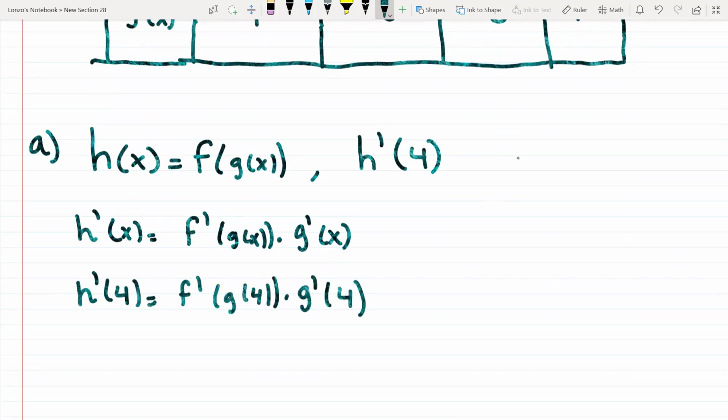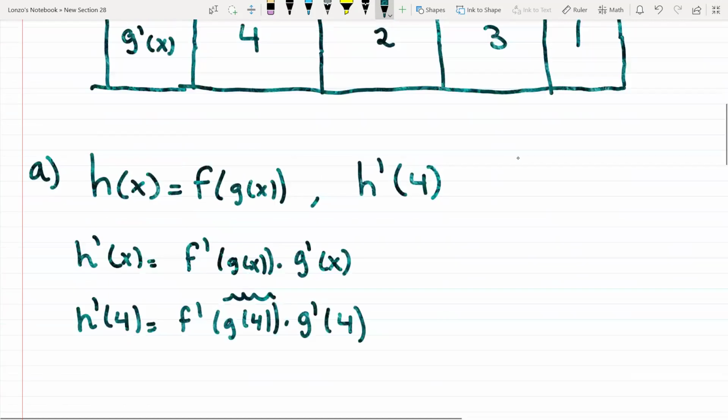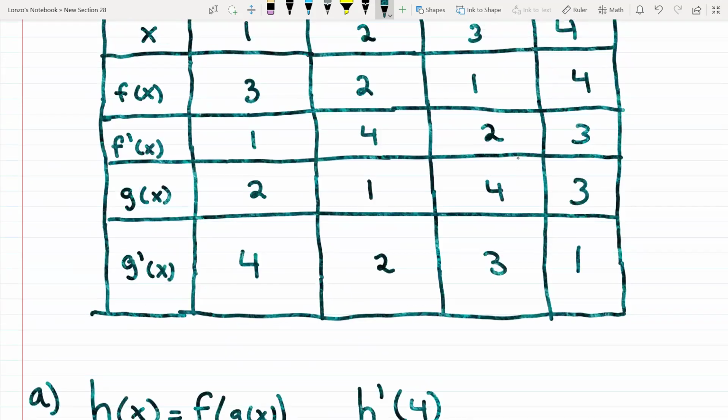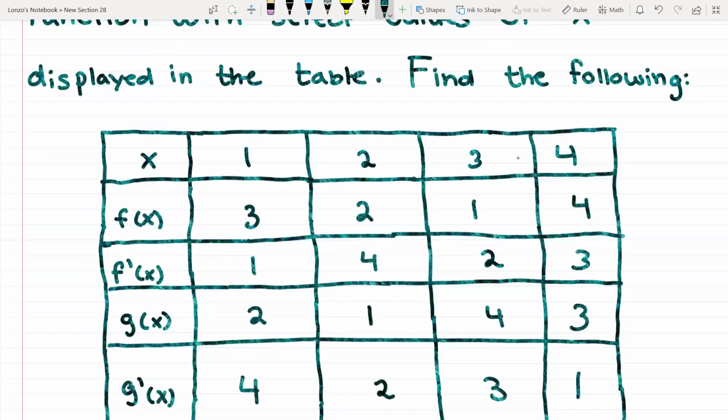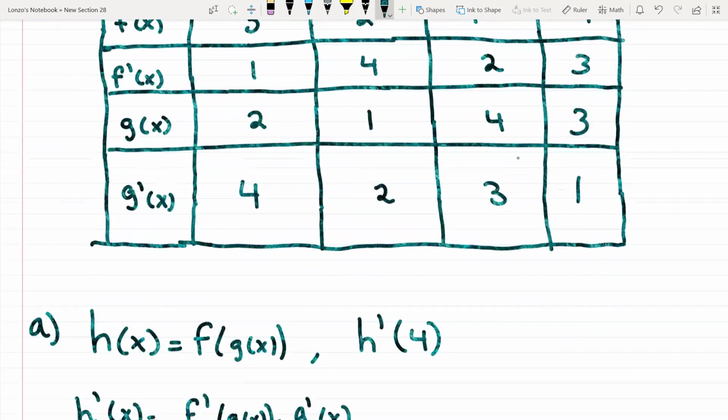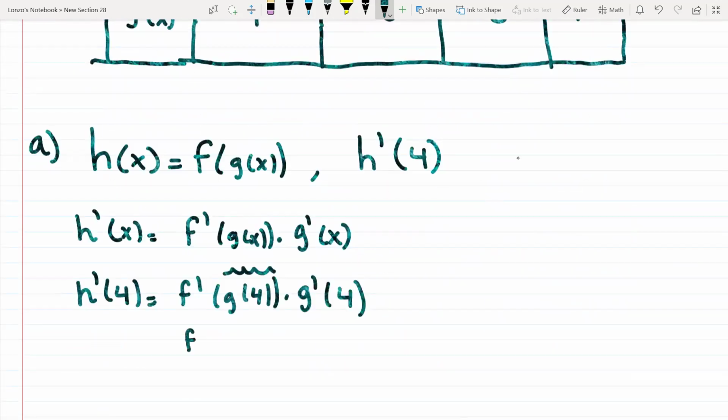What we do first is we do the inside parentheses. So first we've got to find g of 4. x is 4, here's the g. It looks like it's a 3, right? Yeah, g of 4 is 3. So it's f prime of 3 times g prime of 4.